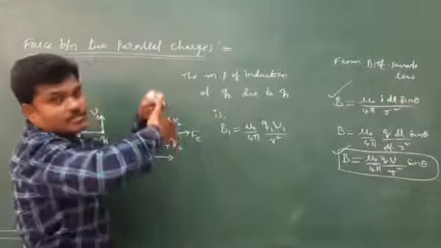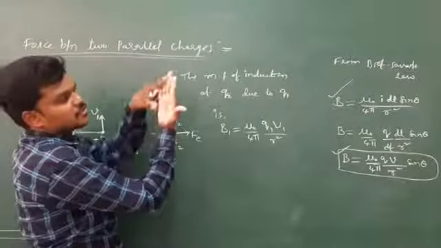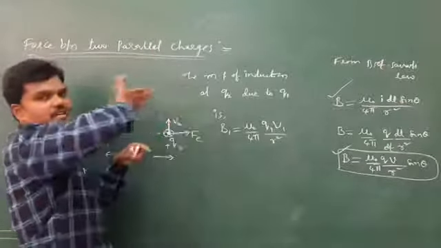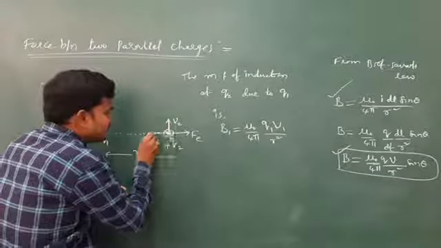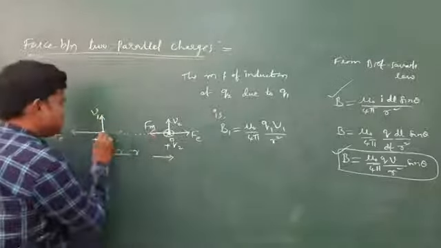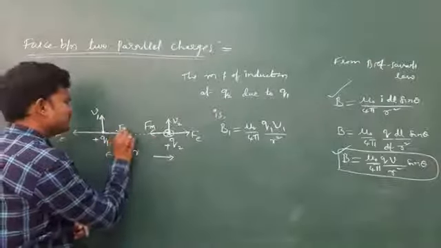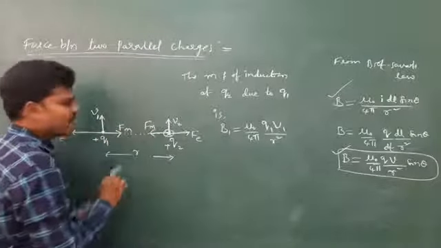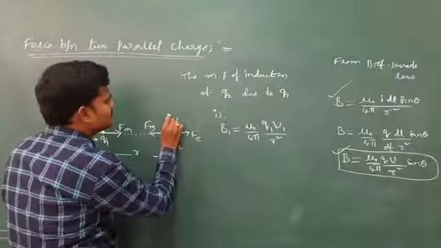Charge moving upward. See which side the hand shows. The hand shows this side, which means it will experience some magnetic force like this, to the left. And similarly, this one also experiences a magnetic force, to the right side. Why? Because if this is moving upward, observe carefully.